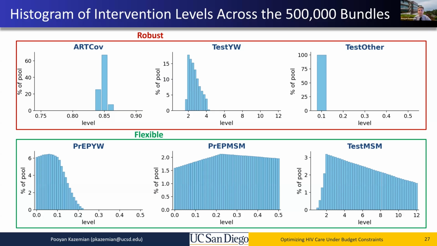For example, if you look at the histogram for PrEP for MSM, you see that some of the bundles in the solution pool use 0%, and some of them use 50% coverage for PrEP for MSM, which you also saw on the previous slide in the two examples that we had. So that is how we come up with labels for each component of the solution pool. Some of them are robust, some of them are flexible.